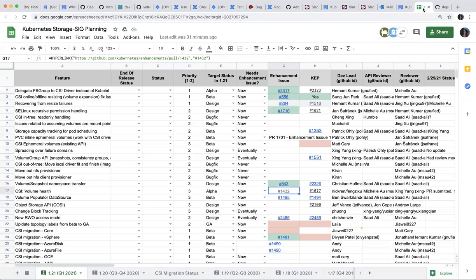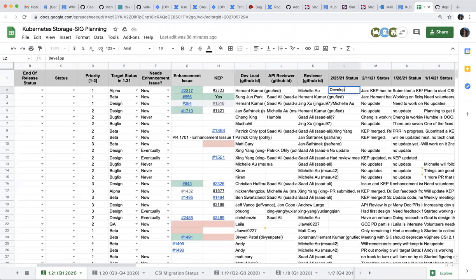Right. Let's go to the spreadsheet. The first item, delegate FS group to CSI driver instead of kubelet. Hemant, do you have an update on this? Yeah, I started the feature development, but we had a meeting yesterday to discuss the FS group and the CSI. We are kind of blocked on the CSI spec change at the moment. I don't know if we'll be able to merge this CSI spec change in time or not, so this feature is at risk from that perspective.